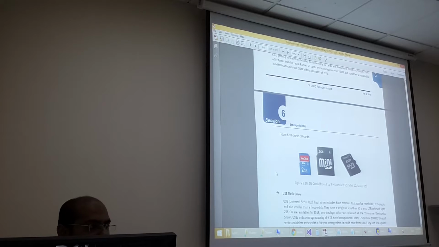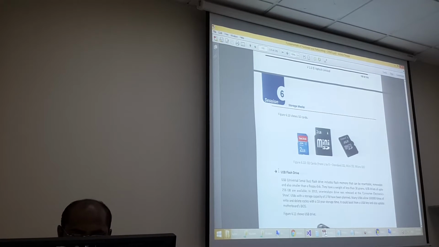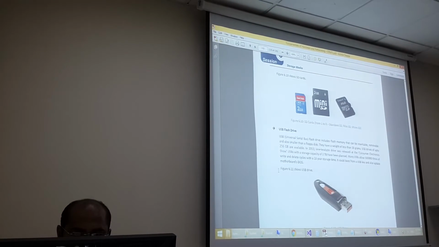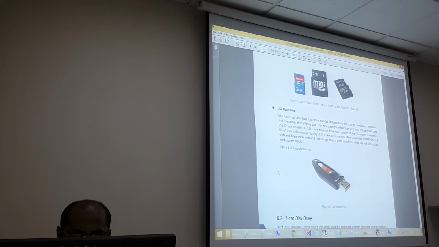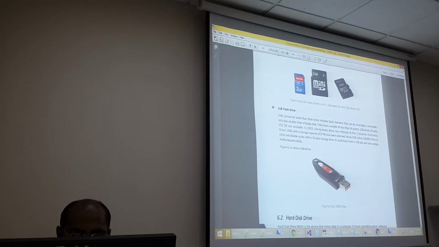Mine is 64 gigabytes. You can put it in our phones, right? And USB flash, see this, thumb drive. The statistics here can be a little bit old. So here it's 2 TB, fine.